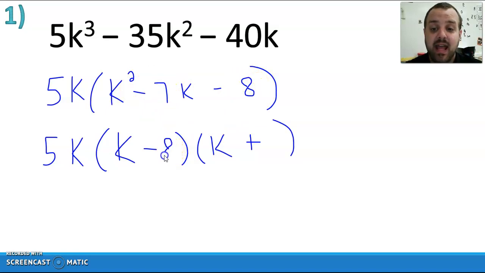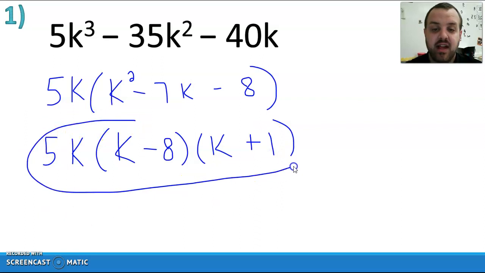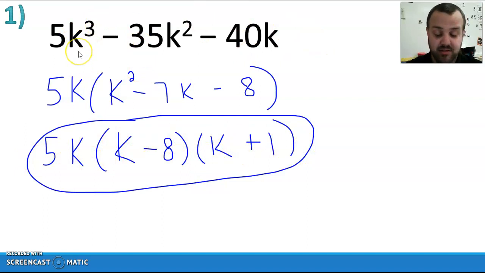It's going to be minus 8 and plus 1. So there is our answer right there: 5k times k minus 8 times k plus 1. Okay, and that's our factoring. We're done. Hey, good for us, all right?